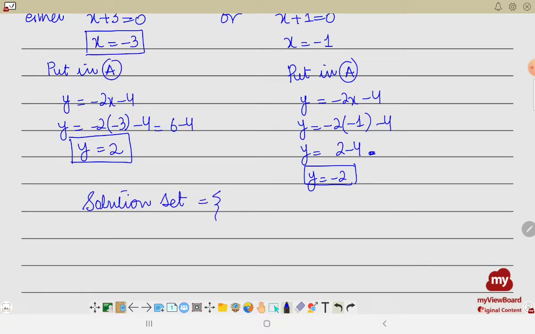So if you see, for x is equal to minus 3, we got y is equal to 2. And then for x is equal to minus 1, we got y is equal to minus 2. So this is the solution set of question number 5. Let's solve one more question of the same type.